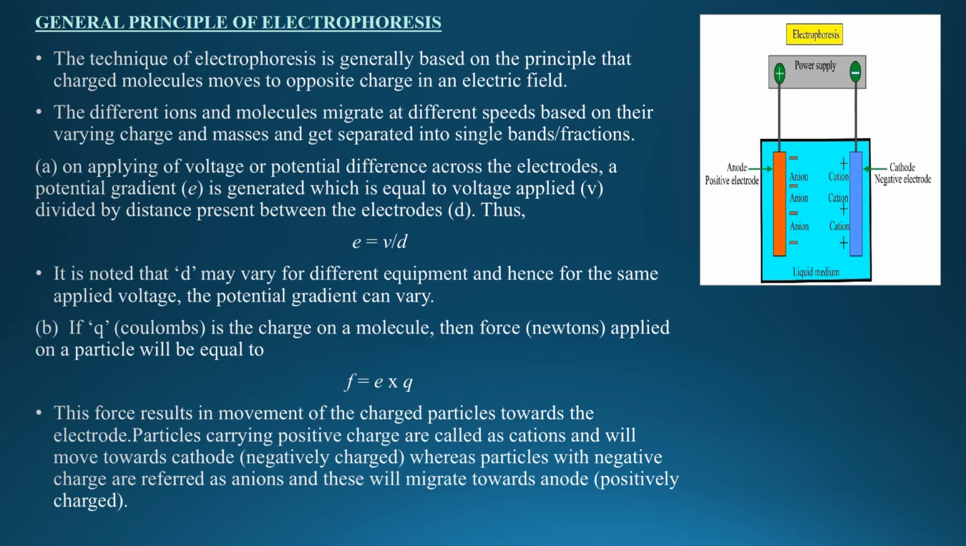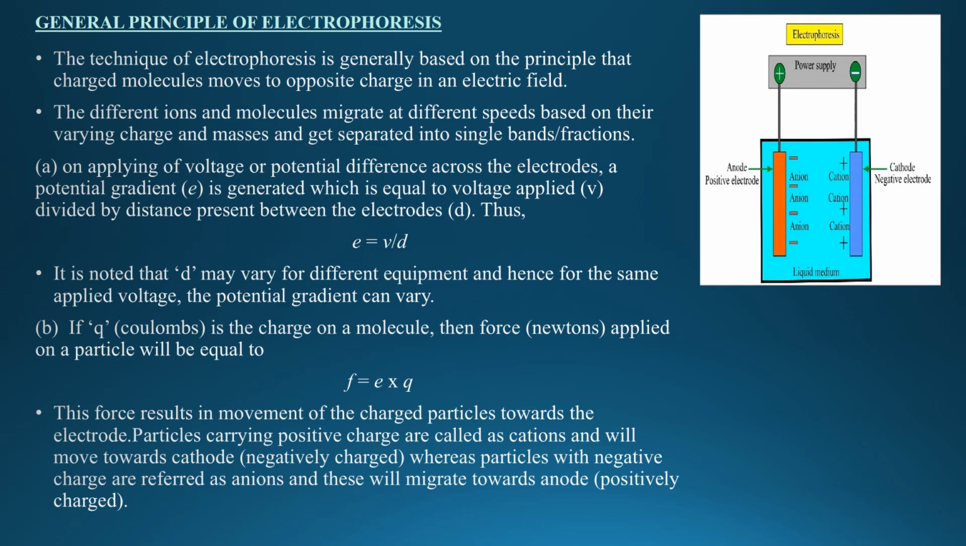On applying voltage or potential difference across the electrodes, a potential gradient E is generated, which is equal to the voltage applied, V, divided by the distance between the electrodes, D. Thus, E is equal to V divided by D. It is noted that D may vary for different equipment, and hence for the same applied voltage the potential gradient can vary.